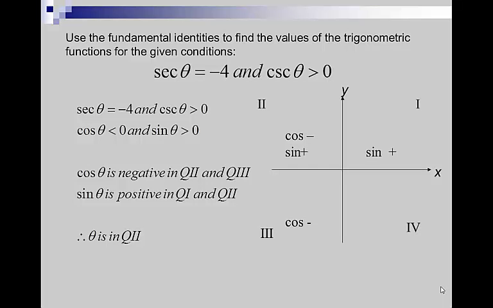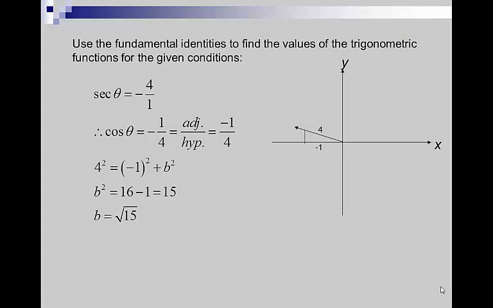All right, so we're going to build our triangle up in quadrant 2. And when we do that, the secant is negative 4 over 1. That means the cosine is negative 1 over 4. That's adjacent over hypotenuse, or rather x over hypotenuse. So I'm going to put the 1 on the x and the 4 on the hypotenuse. The hypotenuse is never negative, so the negative had to go with the 1, and it makes sense. We're going left there. We do the Pythagorean theorem and we come up with b to be the square root of 15.